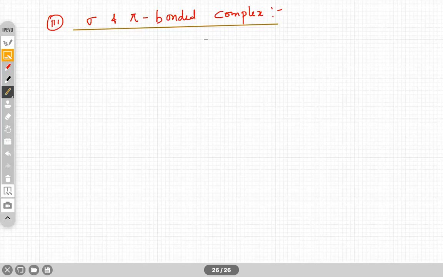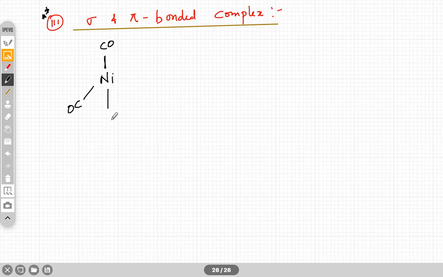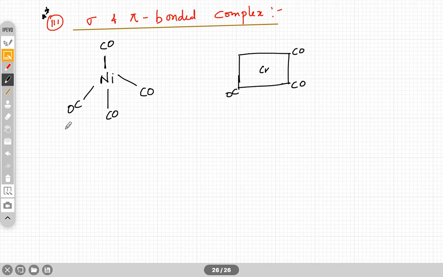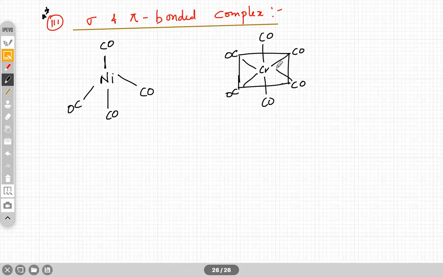The oxidation state of the metal is zero, right? This one is also important. On this also they have asked question many times, okay? The oxidation state of the metal is zero. For example, you see Ni(CO)4. Since the ligand is neutral, so oxidation state is zero. Cr(CO)6. Metal carbonyl compound. Okay. In this type of compound only, the sigma and pi bonded complex we call it.